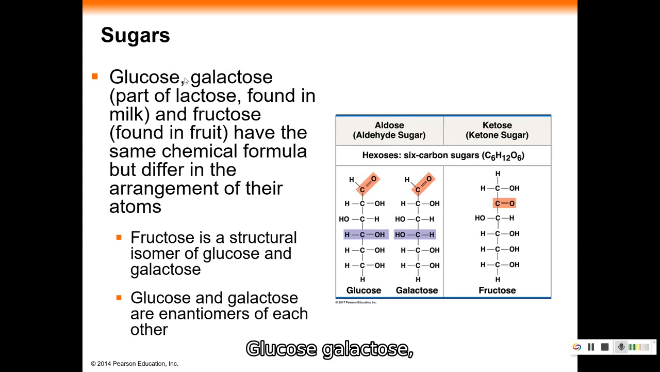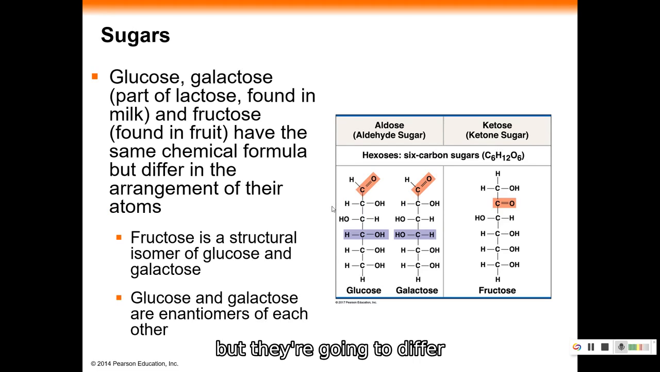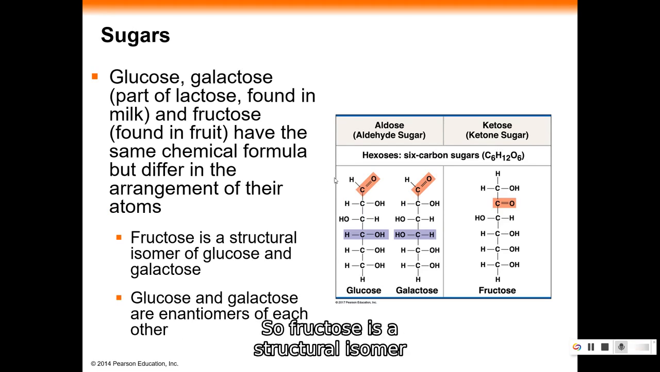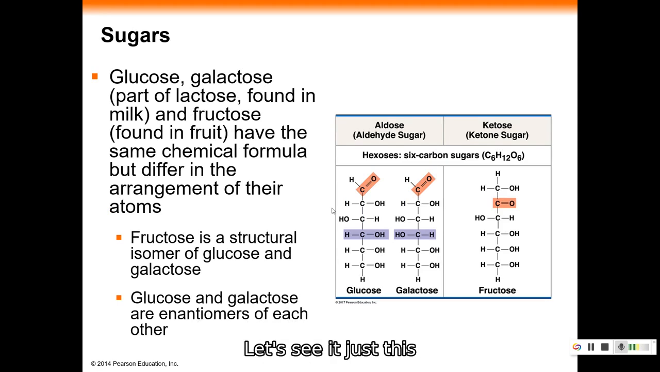Glucose, galactose, which is part of lactose found in milk, and fructose, which is fruit sugar, all have the same chemical formula, but they're going to differ in the arrangement of their atoms. So fructose is a structural isomer of glucose and galactose, and glucose and galactose are enantiomers of each other. You can see right here is where they are different.